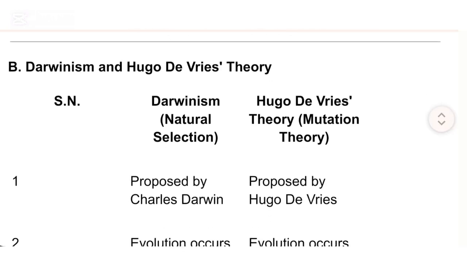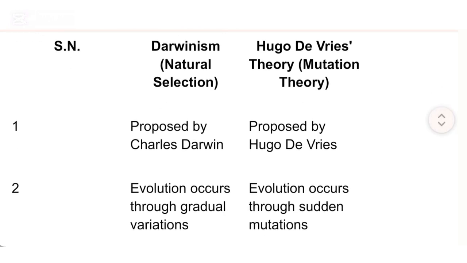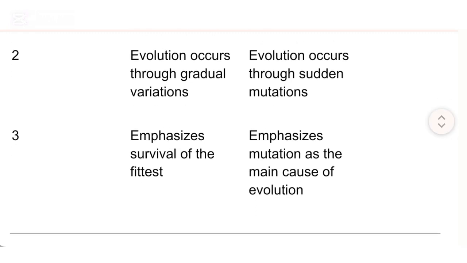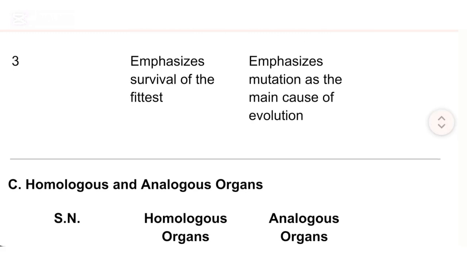B. Darwinism and Hugo de Vries' theory. S.N. Darwinism, natural selection; Hugo de Vries, mutation theory. 1. Proposed by Charles Darwin; proposed by Hugo de Vries. 2. Evolution occurs through gradual variations; evolution occurs through sudden mutations. 3. Emphasizes survival of the fittest; emphasizes mutation as the main cause of evolution.